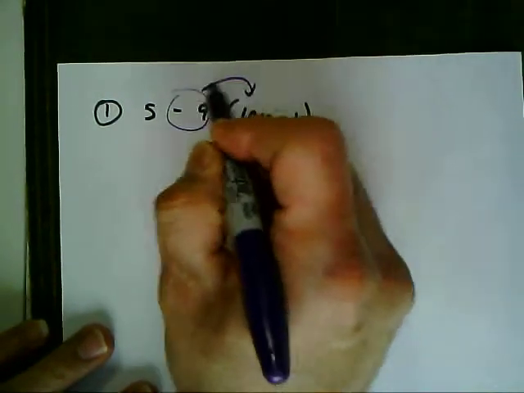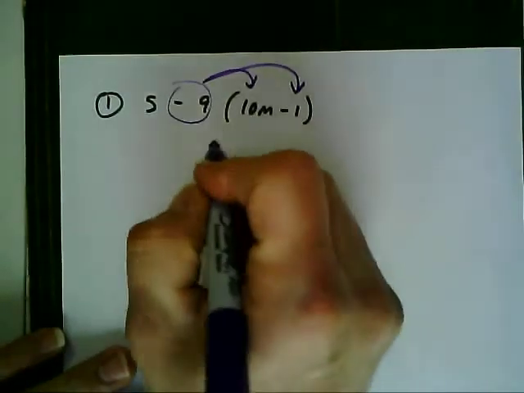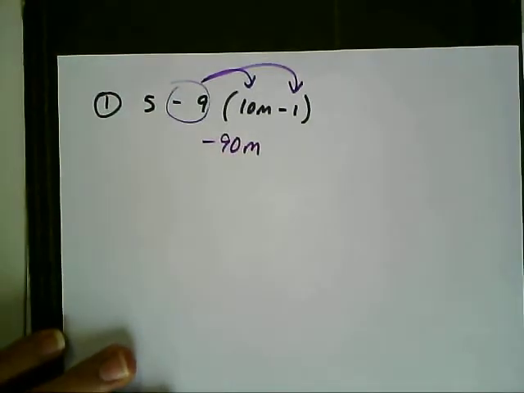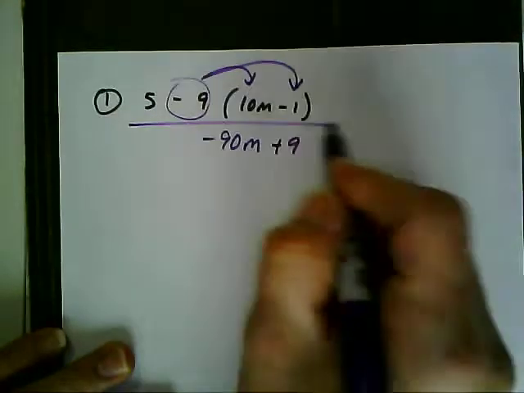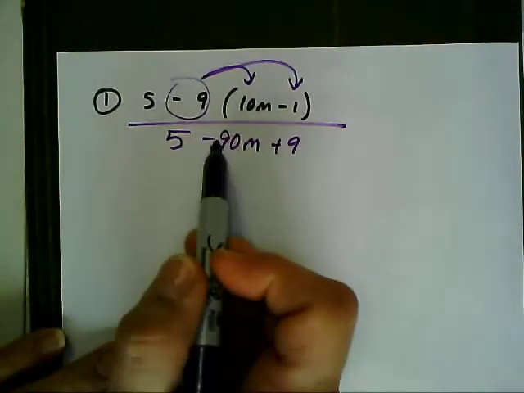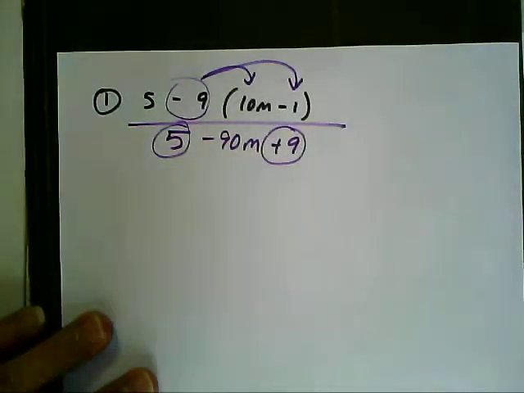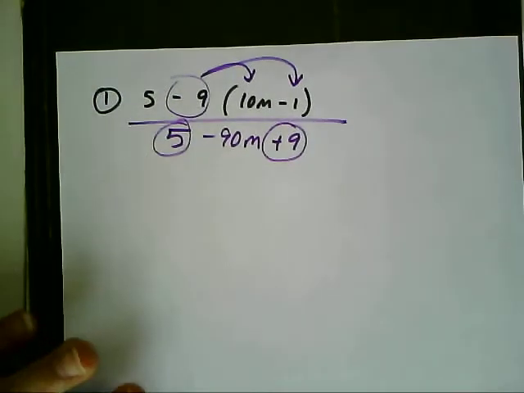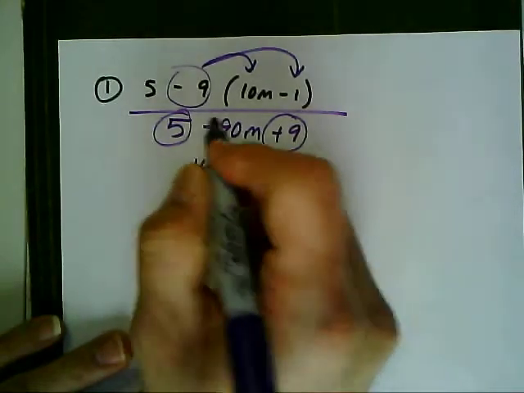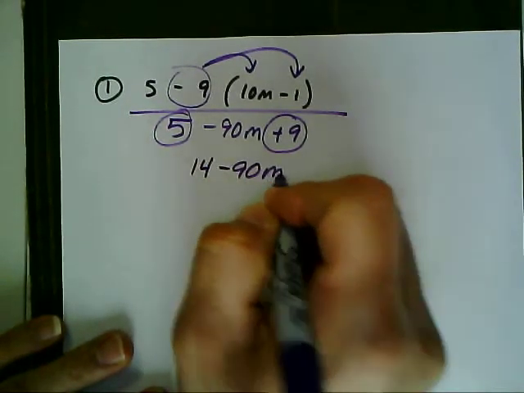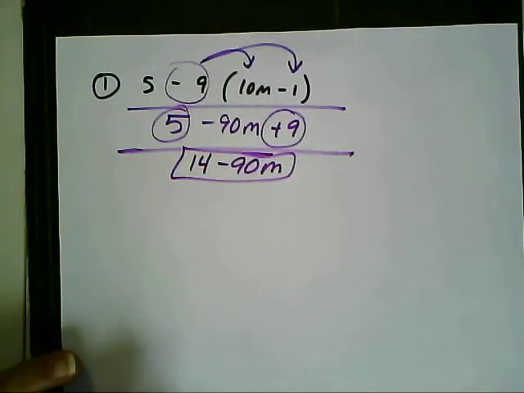At -9, we multiply it by each term inside the parentheses. -9 times 10M is -90M. -9 times -1 is 9. We're going to go ahead and bring down that 5, and that negative will be a minus. We'll combine like terms. The 5 and the 9 do not have an M, therefore they are like terms, so we'll add those two together. 5 and 9 is 14. We'll bring down that minus 90M, and that's it. We just distributed and combined like terms.